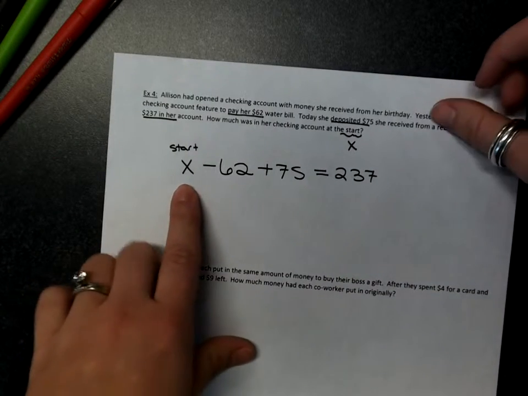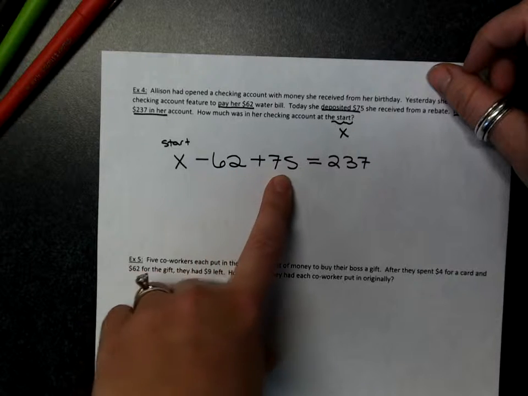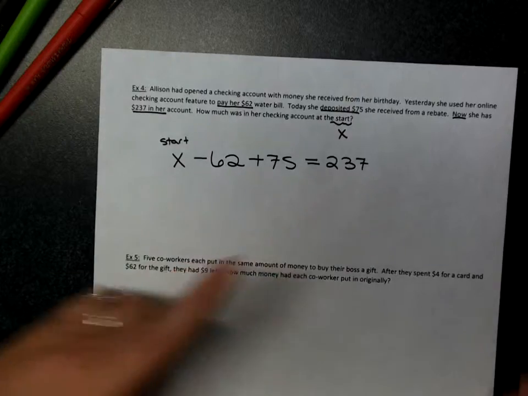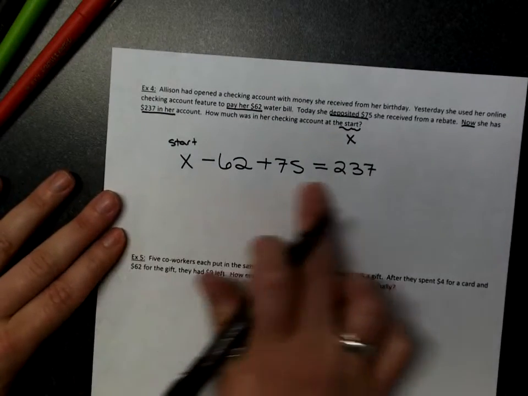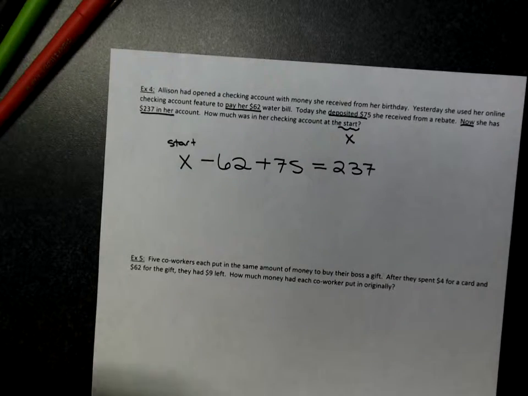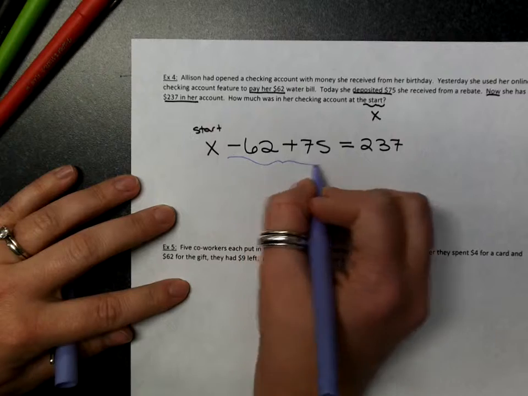So this is how much she started with, which we don't know. She paid $62, got $75, and now she has $237. So this is the algebraic equation that you can set up. There are other ways to solve this, but I'm going to use this equation. So I'm going to combine like terms here.